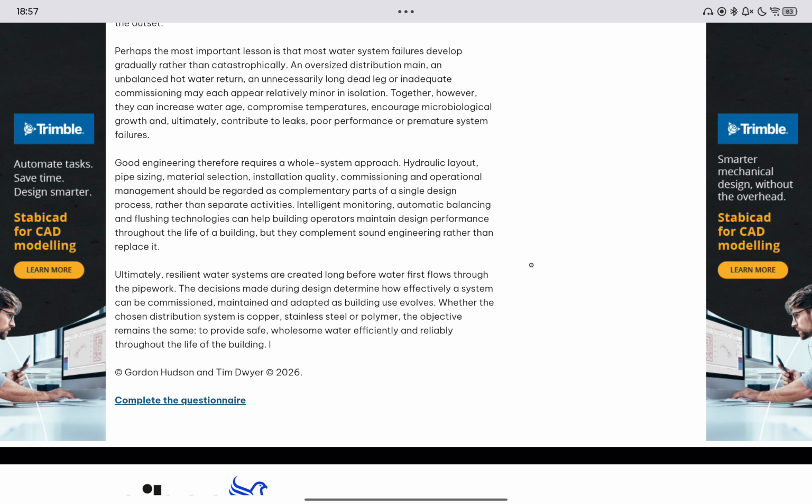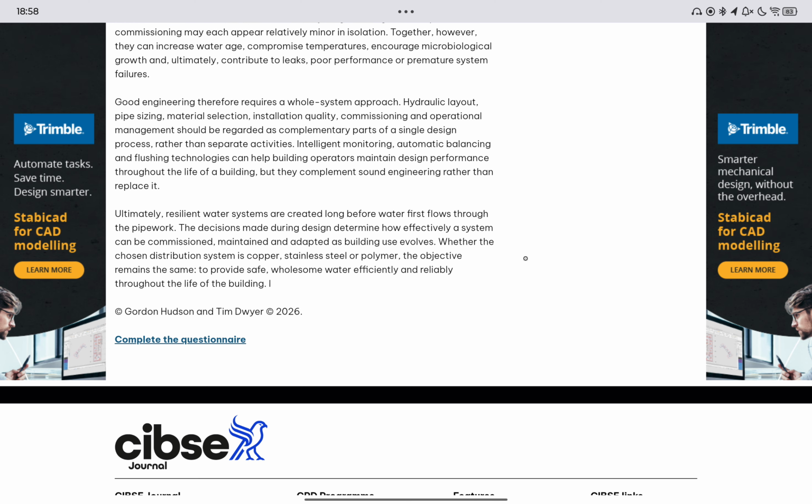Ultimately, resilient water systems are created long before water first flows through the pipework. The decisions made during the design determine how effectively a system can be commissioned, maintained and adapted as building use evolves. Whether the chosen distribution system is copper, stainless steel or polymer, the objective remains the same: to provide safe, wholesome water efficiently and reliably throughout the life of the building.